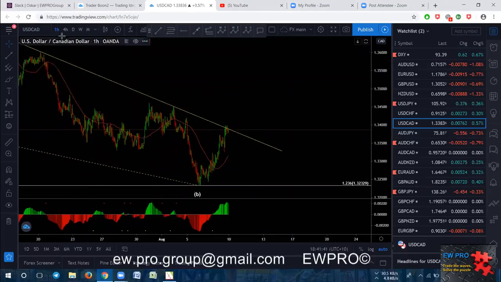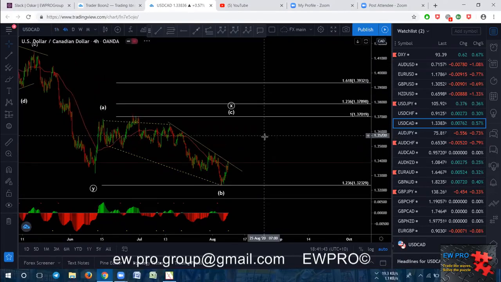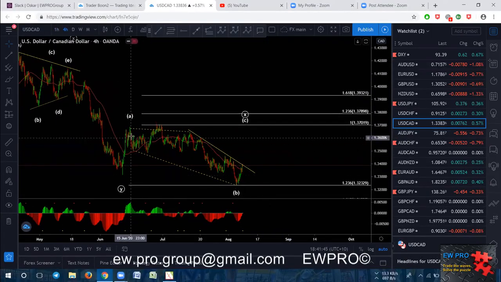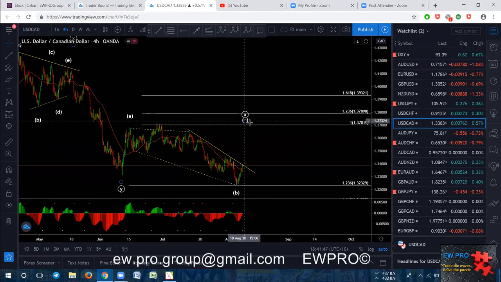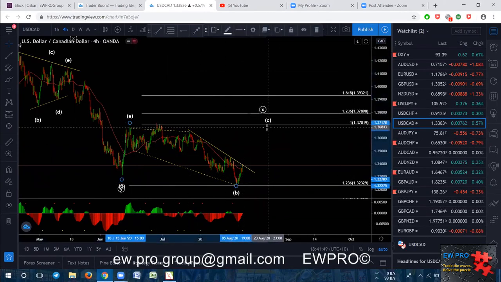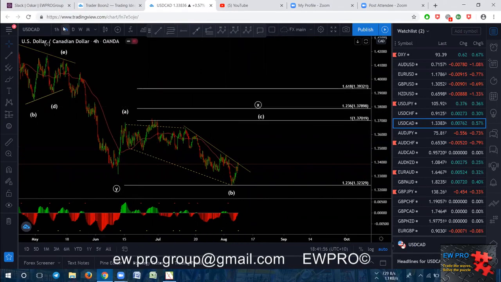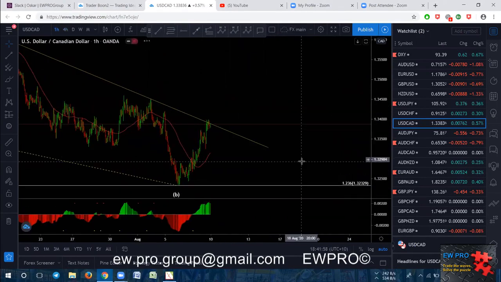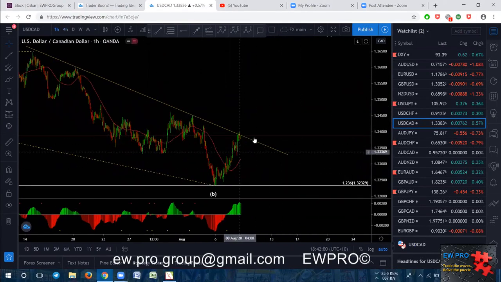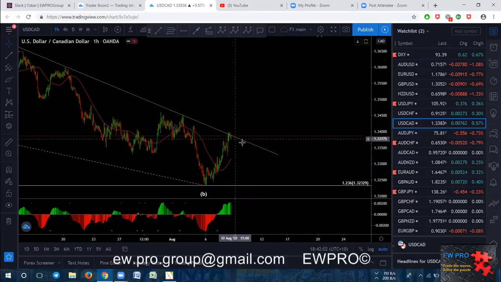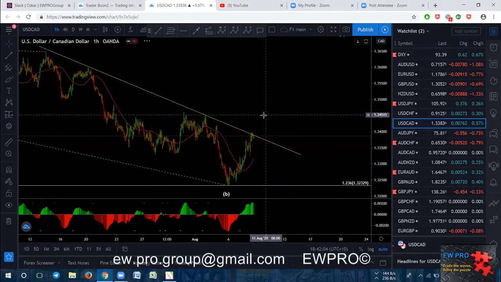UCAD, we've broken the low here. So I'm still looking for that C up. We still haven't got this C up on the H4, the internal C up. It may be starting now. Only looking for buys on this one.